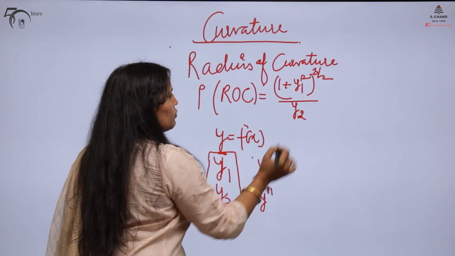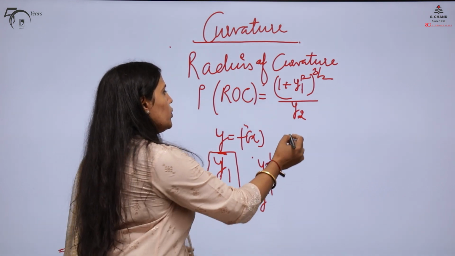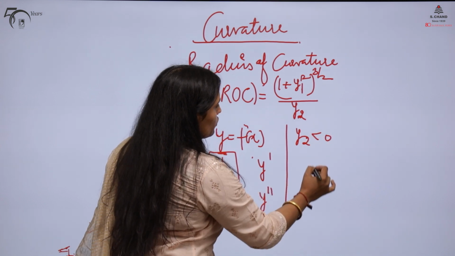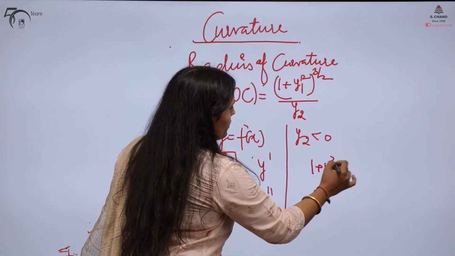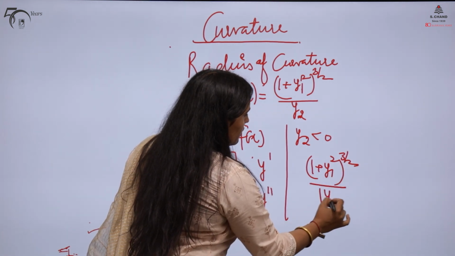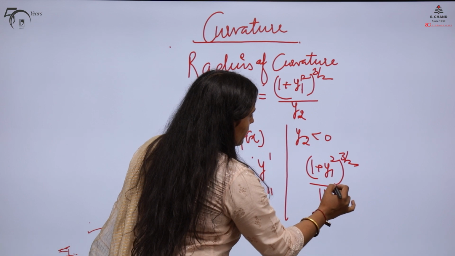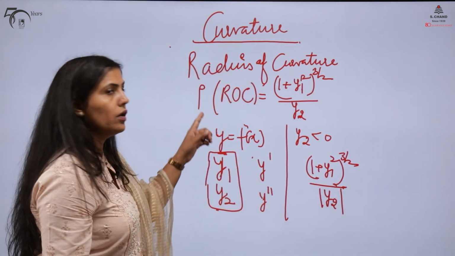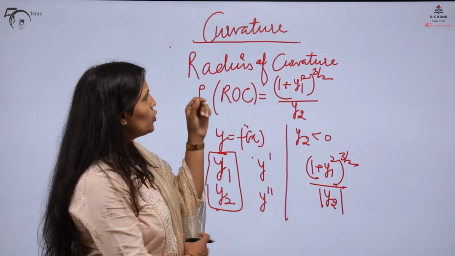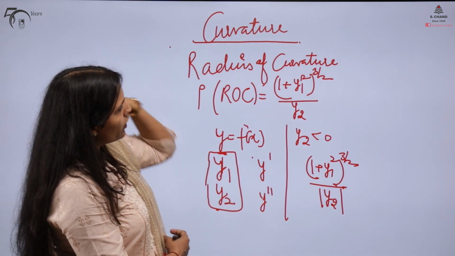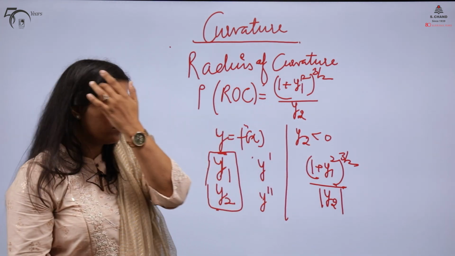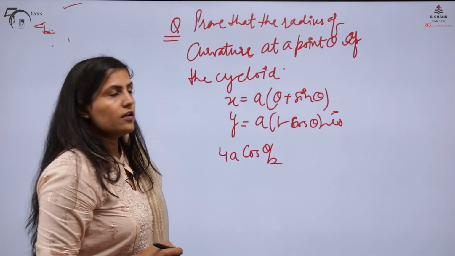Now, in this formula, in case your y2 is negative, what will you do? You will be using this formula with the mod of (1 plus y1 square) to the power 3 by 2, because the radius value can't be negative. So, for the radius of curvature of a curve, it is (1 plus y1 square) to the power 3 by 2 upon y2. If the second derivative is negative, you will be taking the modulus. Now, let's start with the question.